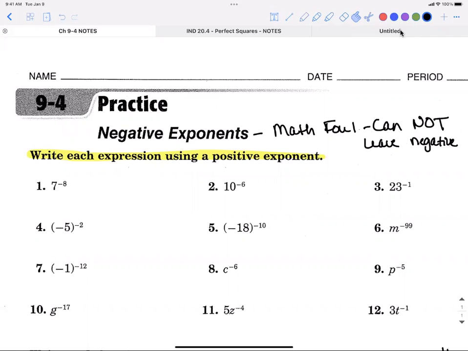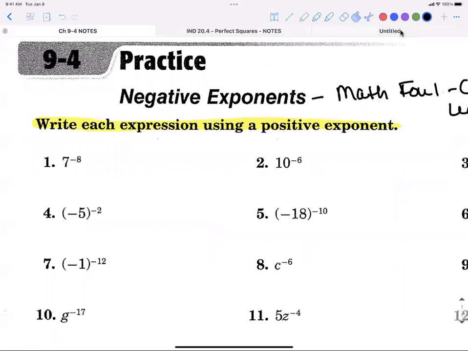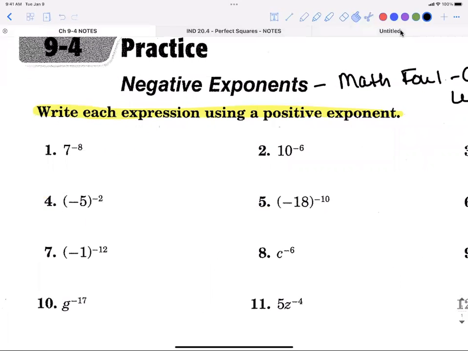So your homework should have the same instructions as our notes do. So in this first top part, notice what they're asking us to do. Write each expression using a positive exponent. Are they asking us to evaluate it, solve it, anything like that? We're not going to have an equal sign, right? So all we're going to do is write the expression with the positive exponent.